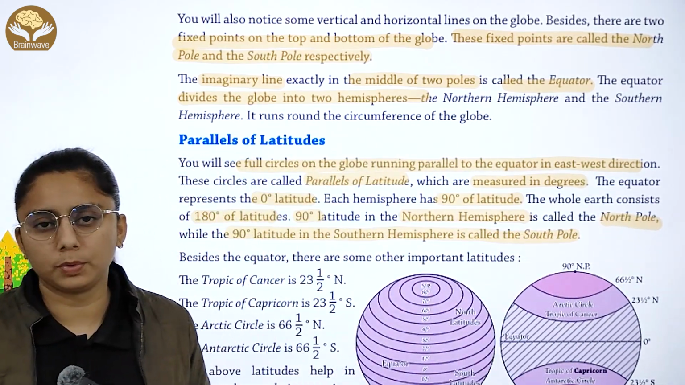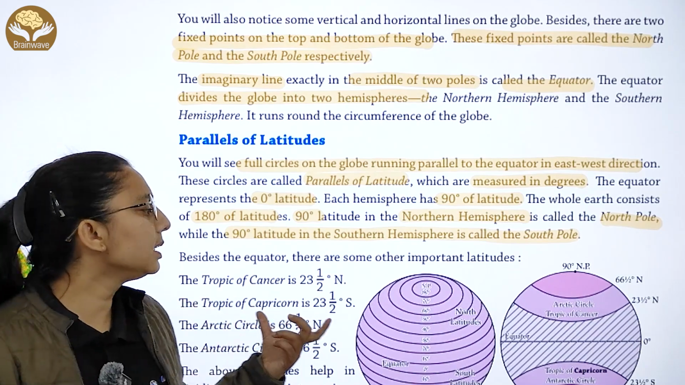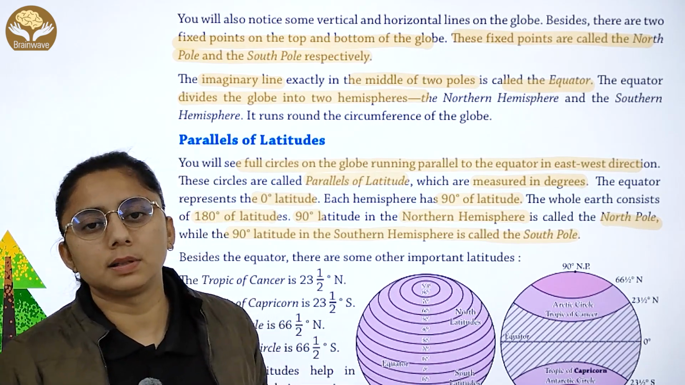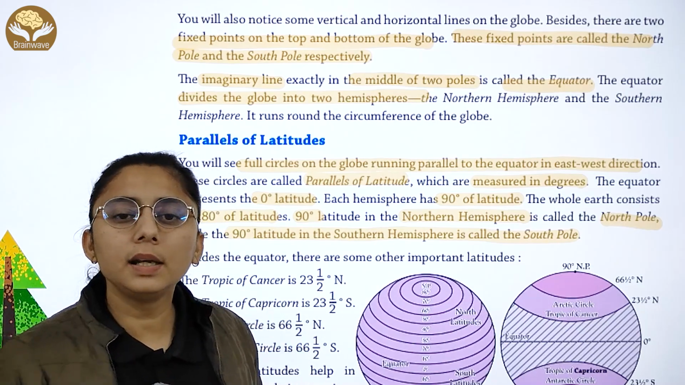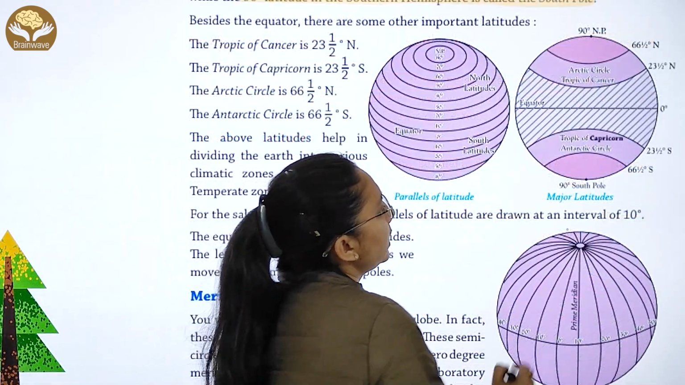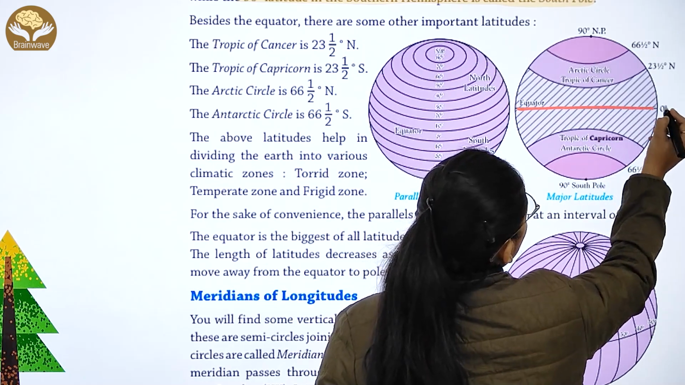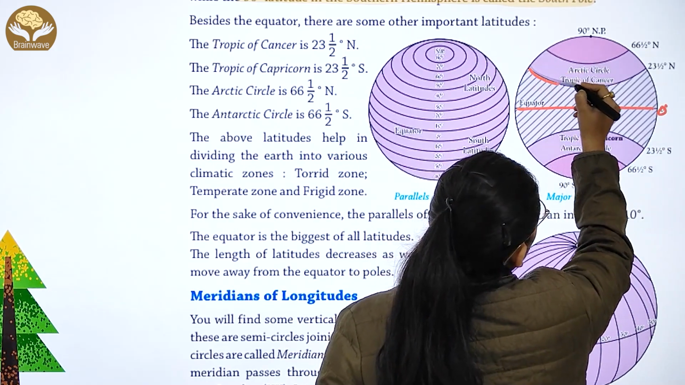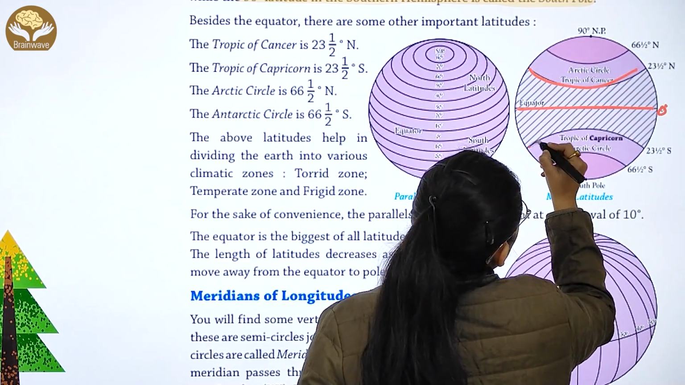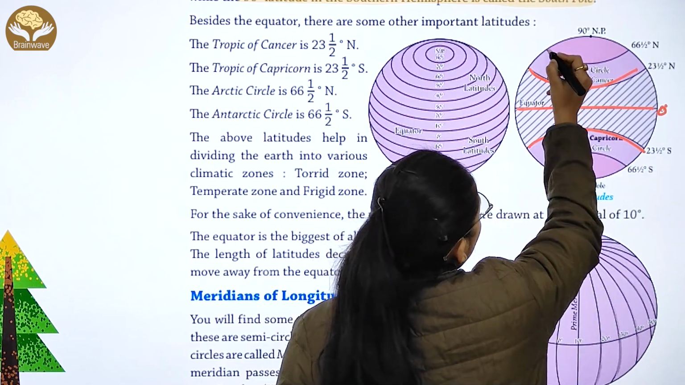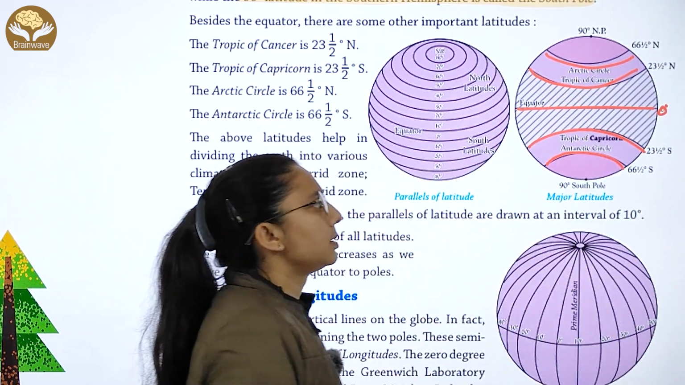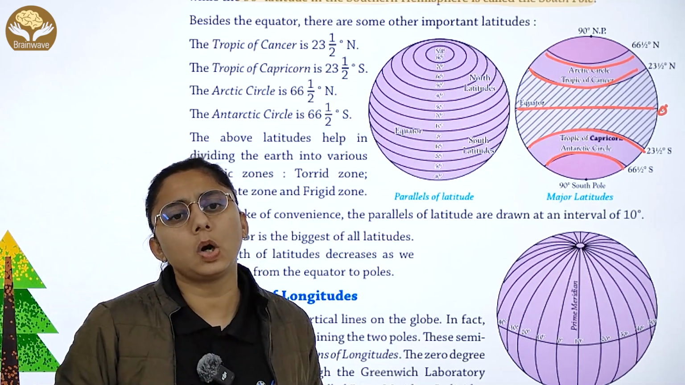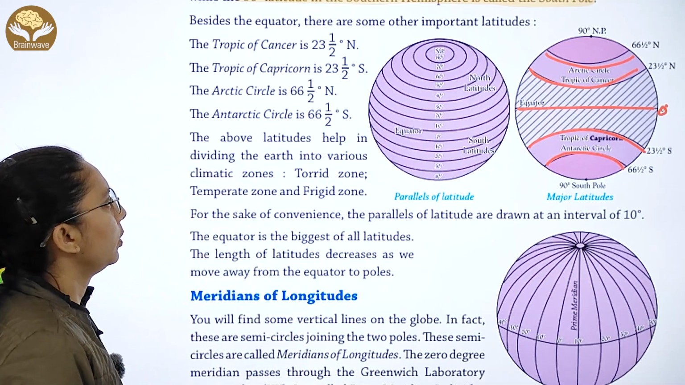Besides the equator, there are more important parallels like Tropic of Cancer, Tropic of Capricorn, Arctic Circle and Antarctic Circle. This is our equator, 0 degree. This is Tropic of Cancer, this is Tropic of Capricorn, this is Arctic Circle and this is Antarctic Circle. And we have 90 degree North Pole, 90 degree South Pole.